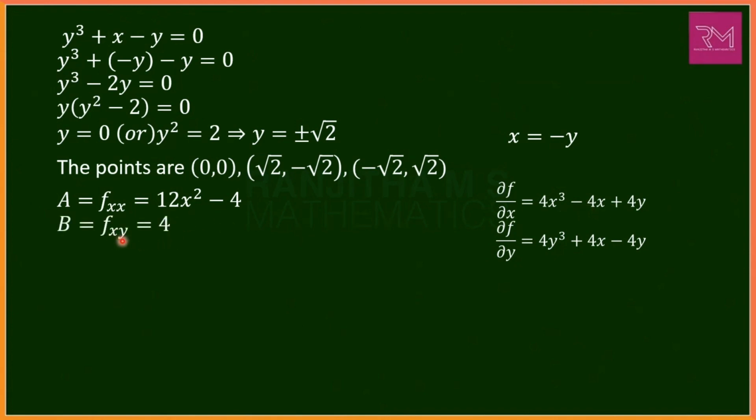Similarly, B is f_xy, that is ∂²f/∂x∂y. That means you have to differentiate this term again with respect to y. Here this value becomes 0. Here, 4 into differentiation of y is 1, hence we get the B value as 4.